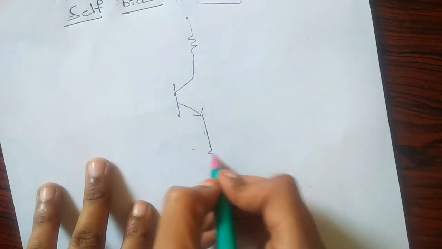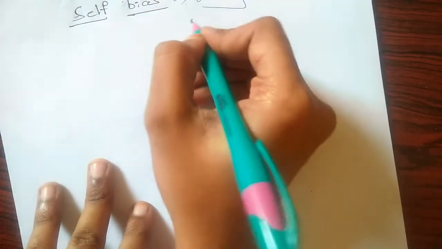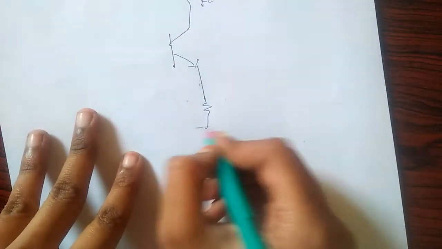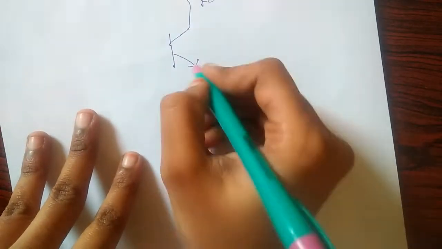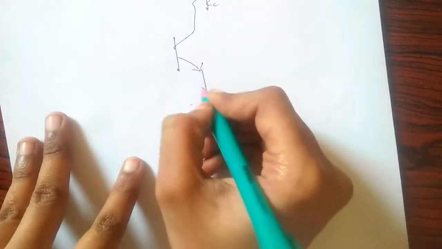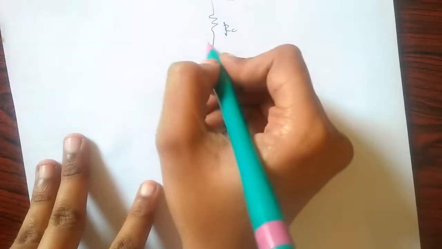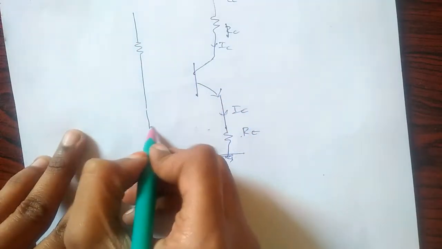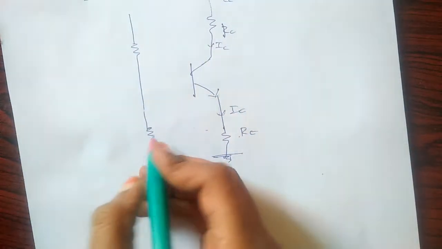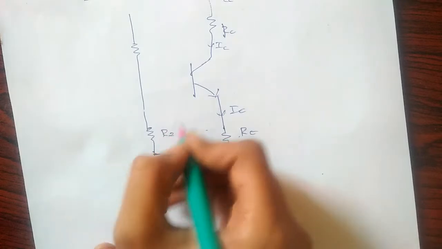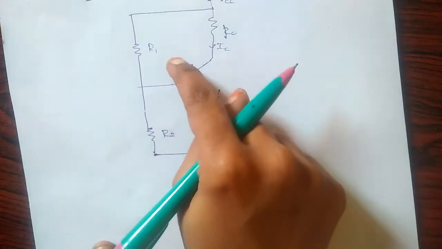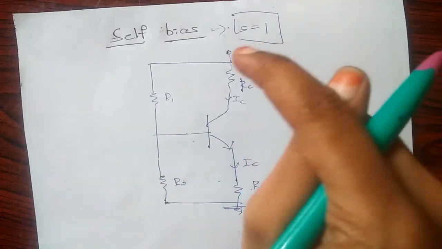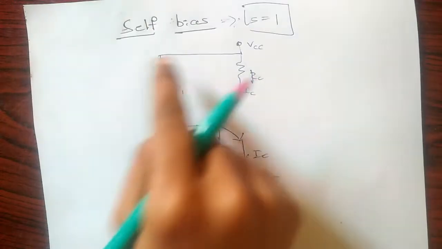Let me draw the circuit here. It is RC and VCC. Here it is grounded. It is RE, IE, IC, where R1 and R2. So as the voltage is dividing between R1 and R2, it is also called voltage divider bias, and it is also called emitter bias and self bias.